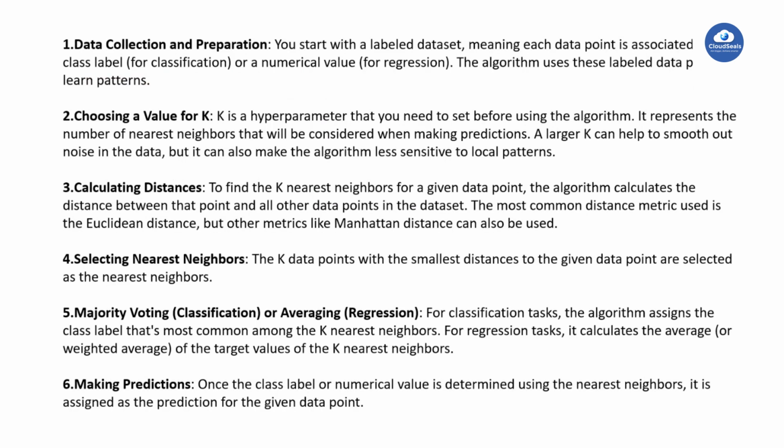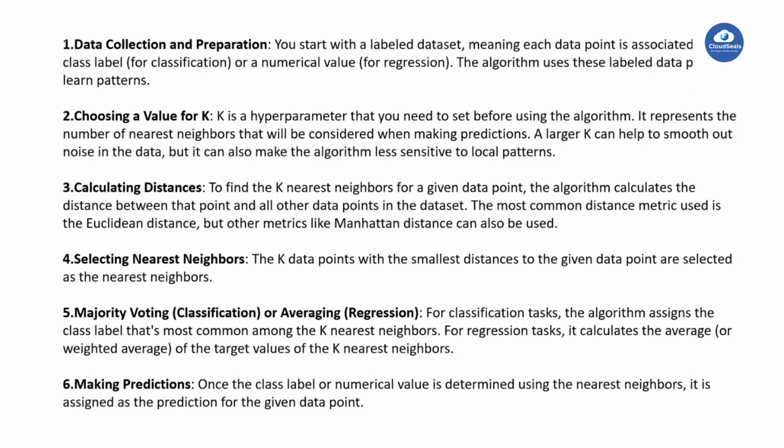Okay. Till now I have explained concepts. Now we'll see how to go about the predictions. First thing is data collection and preparation. KNN is supervised learning. That means we need to collect a labeled data set, meaning each data point is associated with a class label, or a numerical value in regression. The algorithm uses only labeled data, because this is a supervised learning algorithm.